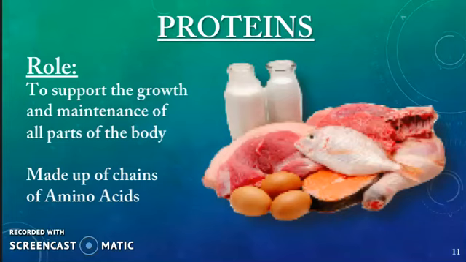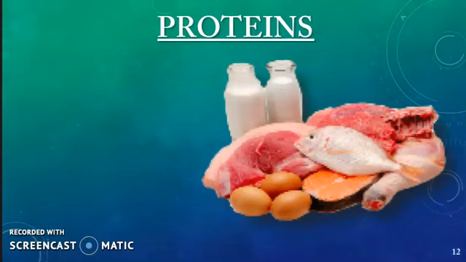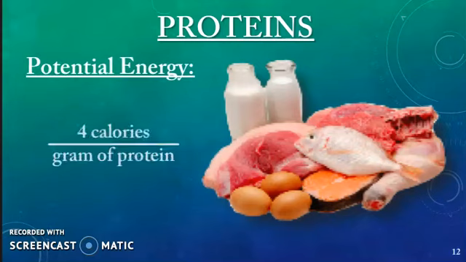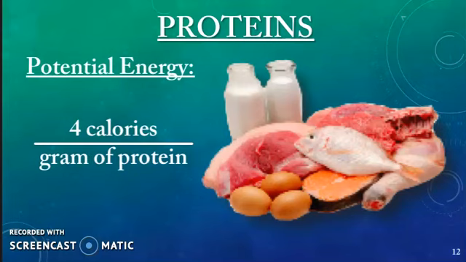And one of the things we need to know about proteins is that they're made out of small little parts called amino acids. We picked that up a little bit yesterday. We'll focus on that again a little bit later in the school year. All right, potential energy for proteins. This happens to have the same amount of calories per gram as carbs do. So they have 4 calories per gram of energy.